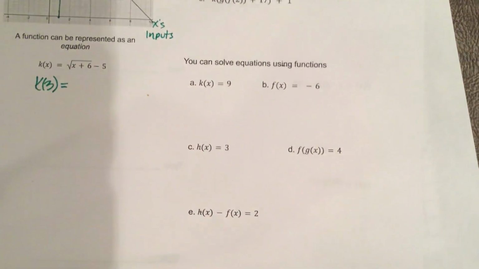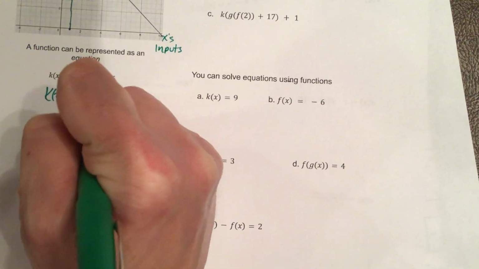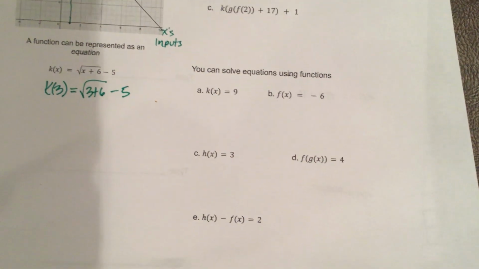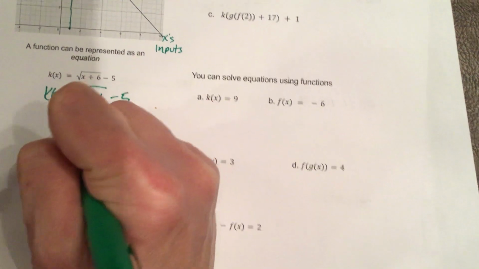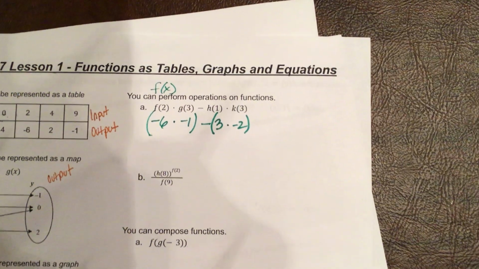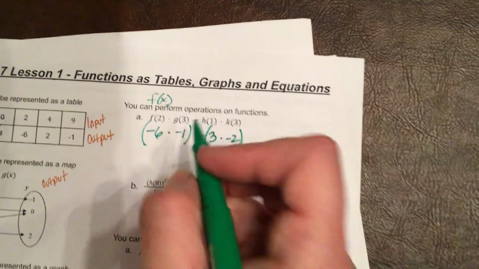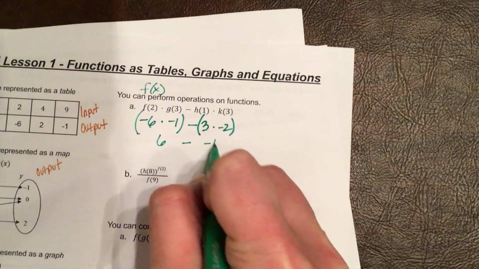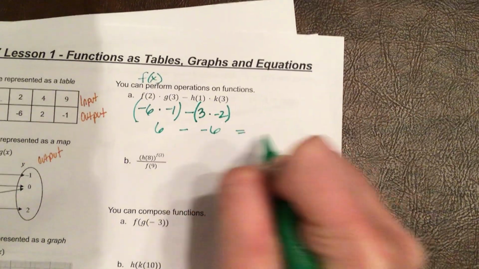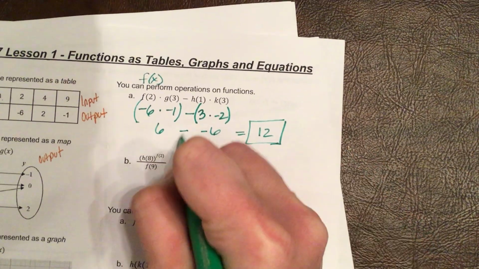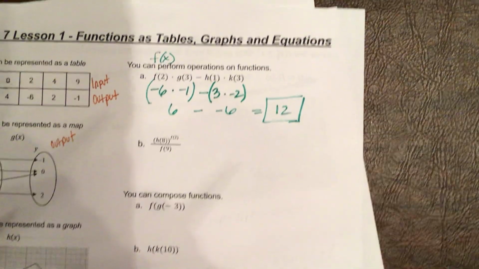This one we can actually do algebraically, we can just plug 3 in. So I'm literally just plugging 3 in for x. This becomes the square root of 9, which is 3, and 3 minus 5, of course, is -2. What I want to remind you here is to follow order of operations. Notice that it's f of 2 times g of 3 minus h of 1 times k of 3. So you have to do all the multiplication first, which is why I put those in parentheses. So this would be 6 minus -6, and 6 minus -6 is 12, because you change that to a plus and move on from there.